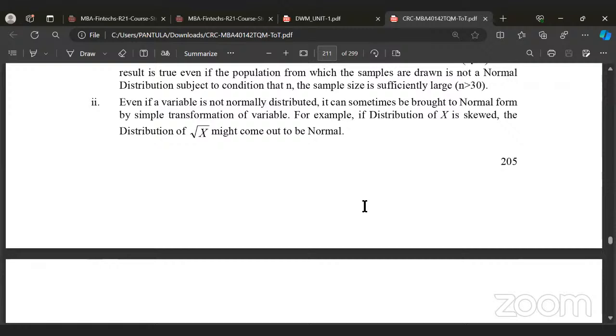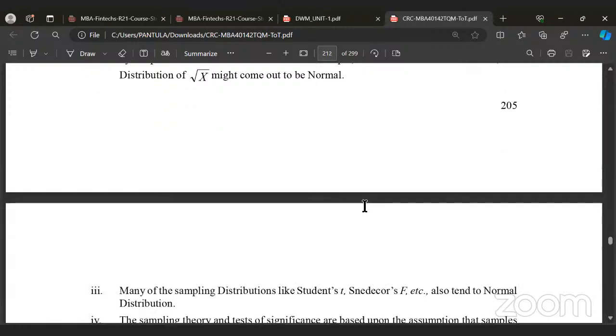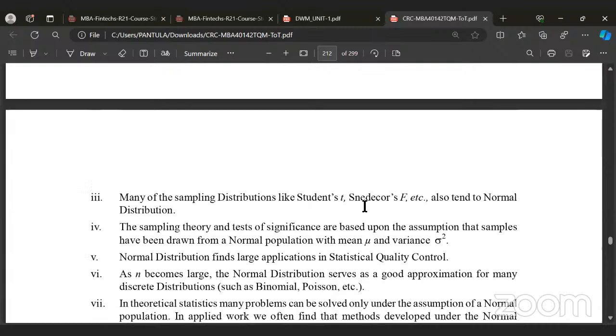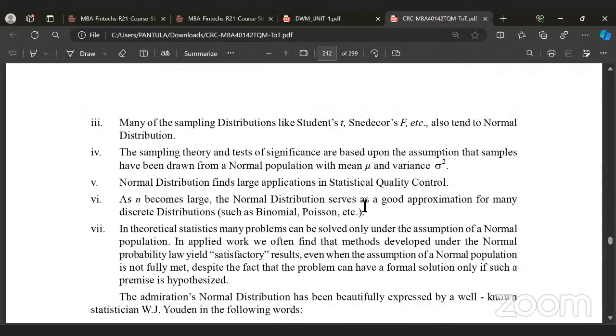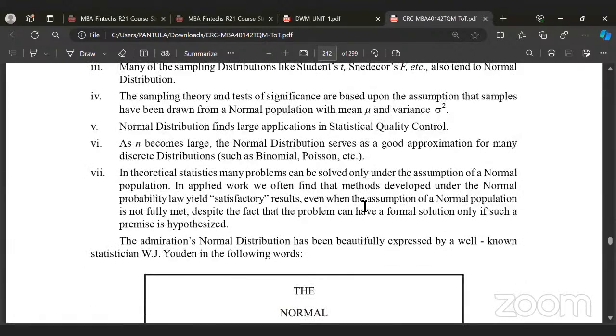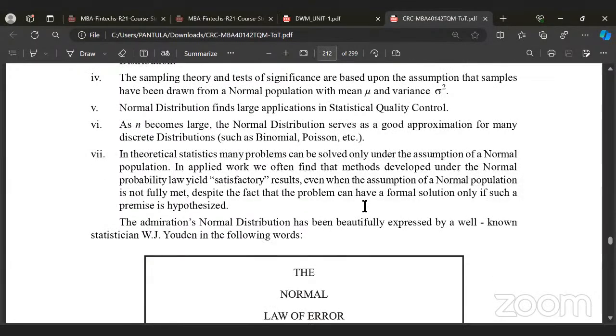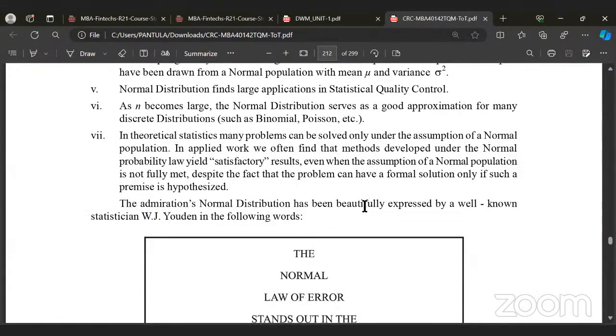For example, the distribution of x may be skewed, and the distribution of the square root of x might be normal. Many sampling distributions, like t, skewed under F, also tend toward a normal distribution. Sampling theory tests of significance are based on the assumption that the sample is drawn from a normal population with mean mu and variance sigma.